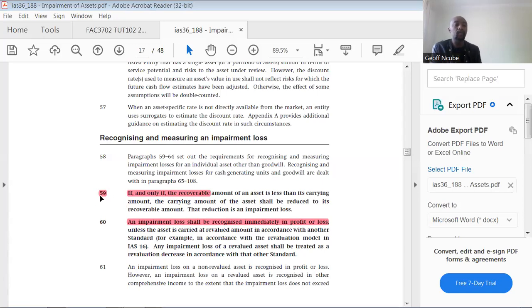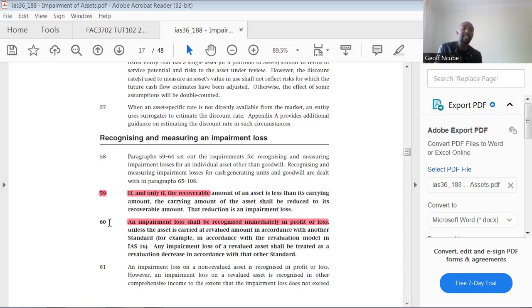So if you go to paragraph 59, it says, if and only if, so it's a condition, if and only if the recoverable amount of an asset is less than its carrying amount, the carrying amount of the asset shall be reduced to its recoverable amount. So that means now the new value of your carrying amount will no longer be the original carrying amount, but your recoverable amount that you calculated will become the new carrying amount. Then that deduction is an impairment loss.